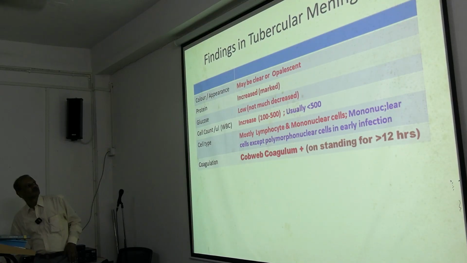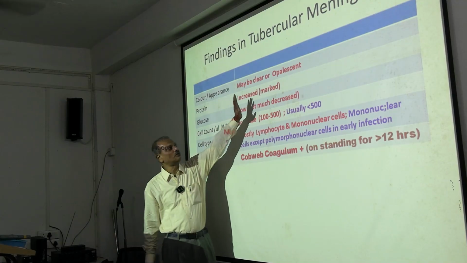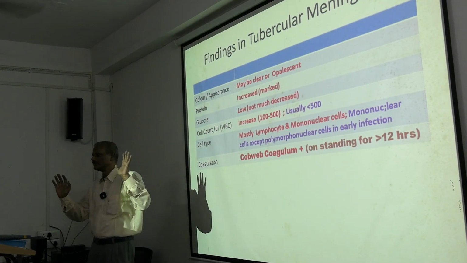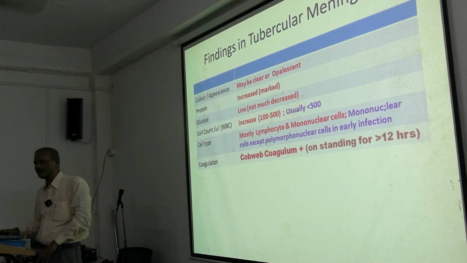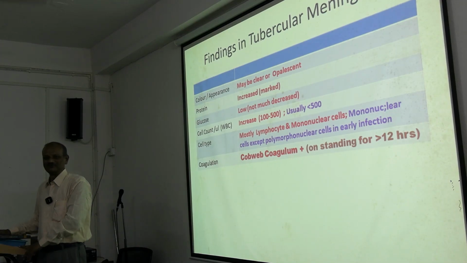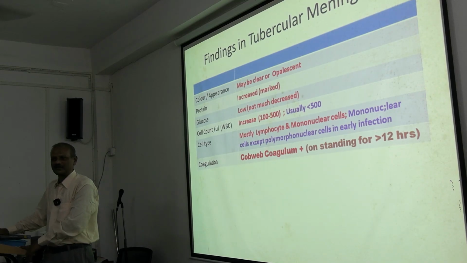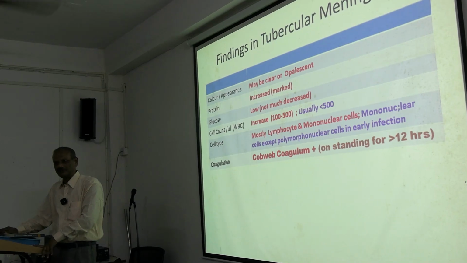So findings in tuberculous meningitis: if it is the early stage, the CSF will be clear or opalescent, and the protein level will be increased, and markedly so. In fact, in one case the highest level I got was 1500 and in another case I got 5000. 5000 milligram per deciliter, can you imagine, this is 5 gram? I immediately rushed to the ward. It was a tribal teenage child who had been suffering from fever for the last 3 months.